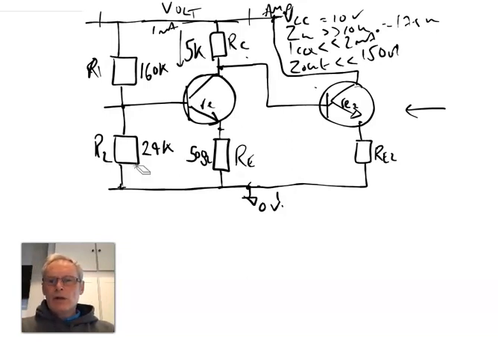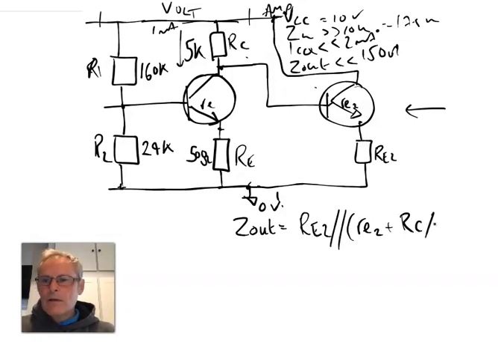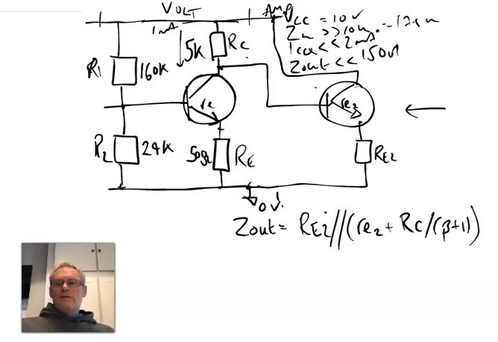And if we draw out the equation for that, Zout equals RE2, and this is in parallel with little re2 plus the source, which in this case is the RC, divided by beta plus 1. So there we have the overall design equation for the output impedance of this system.